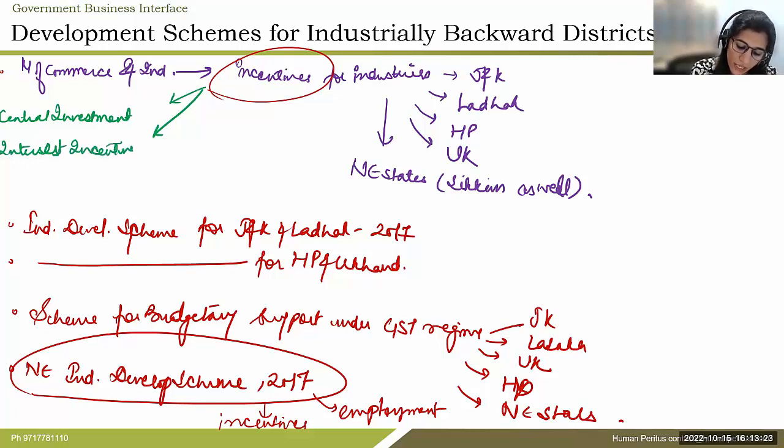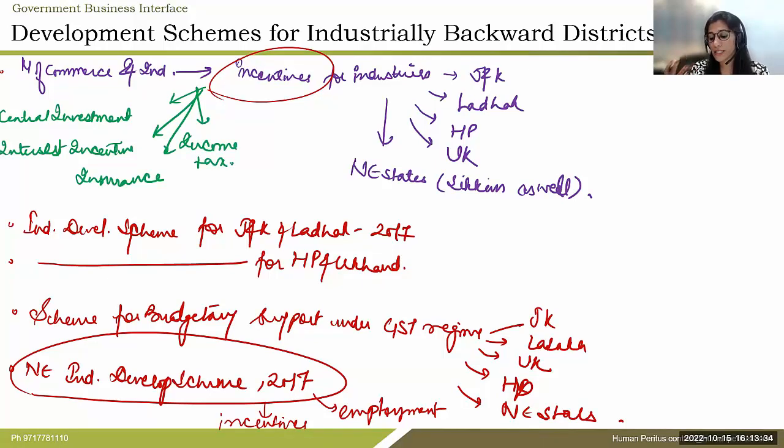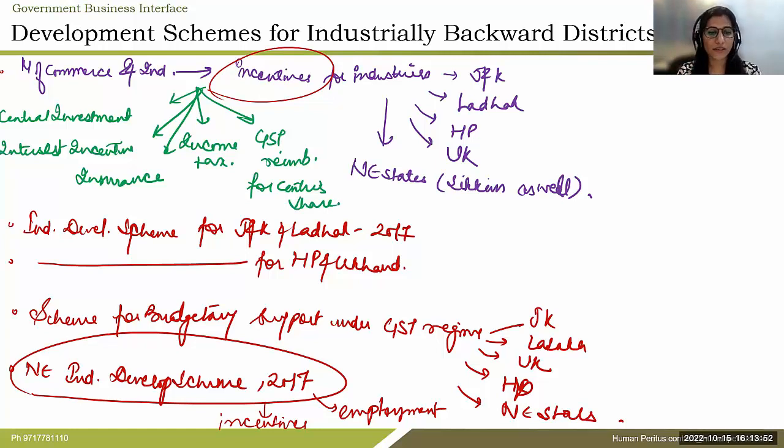We can say insurance incentive. We can say income tax incentive, in terms of income tax reimbursement for the center's share, specifically for 5 years. And similarly, there is GST reimbursement for the center's share. So these are the kinds of incentives being provided under all these developmental schemes for that area.